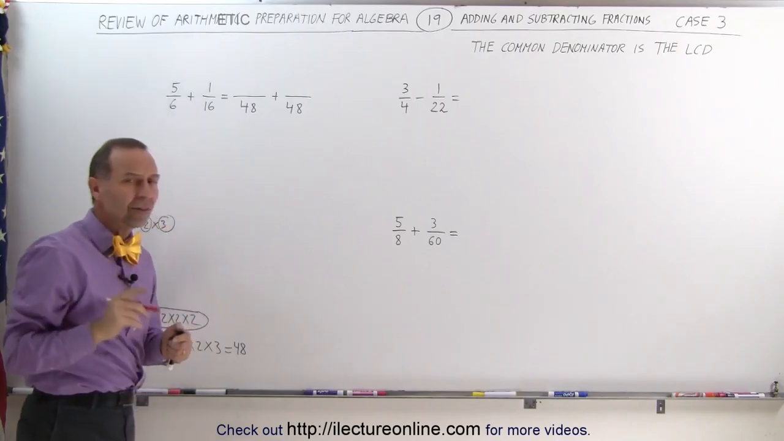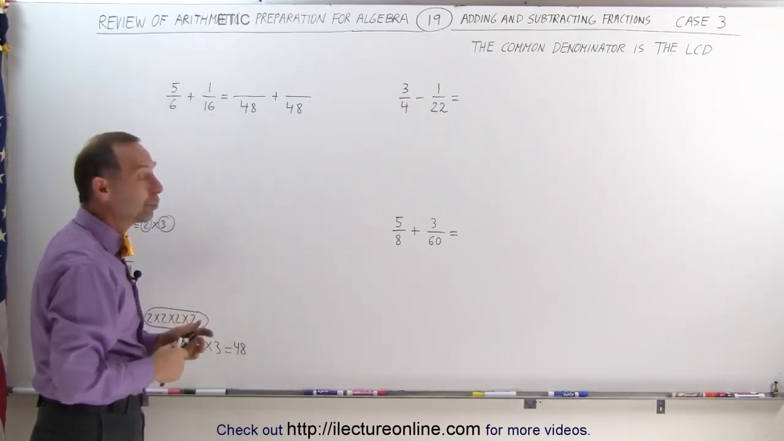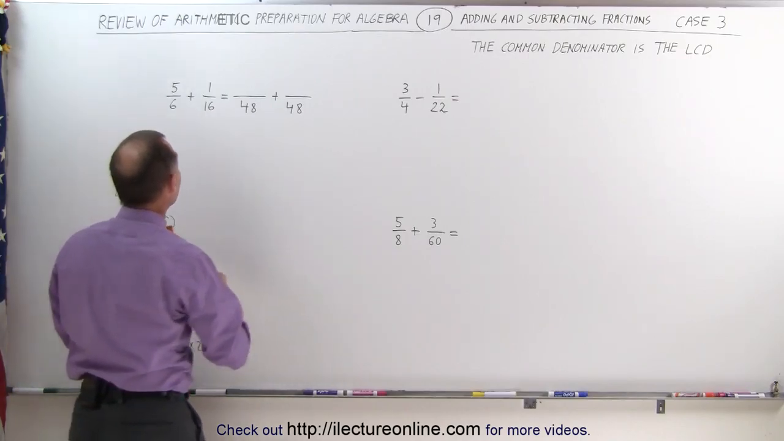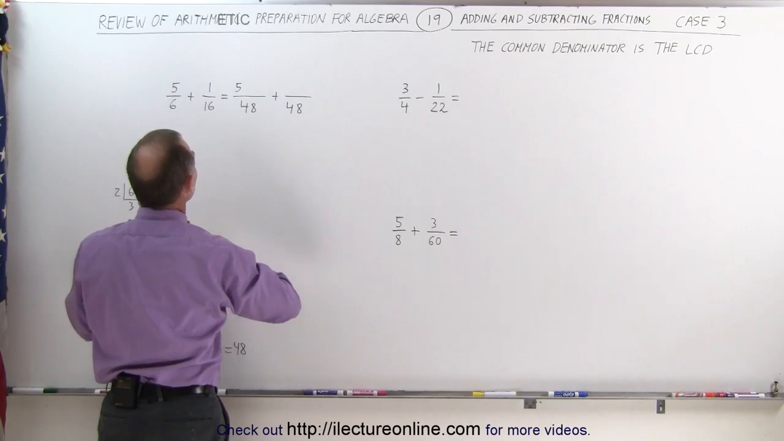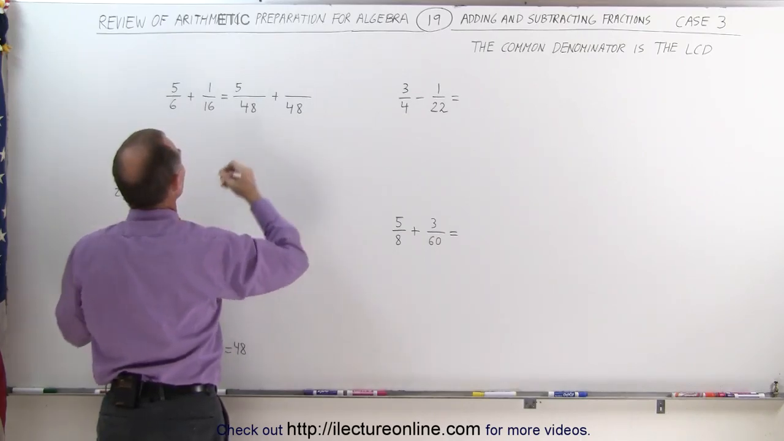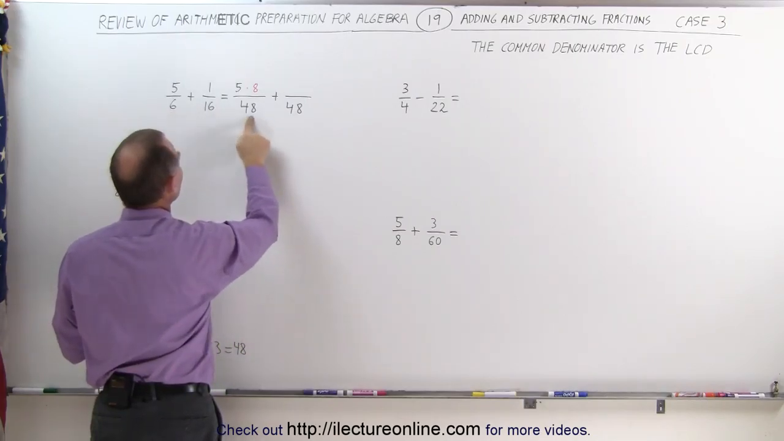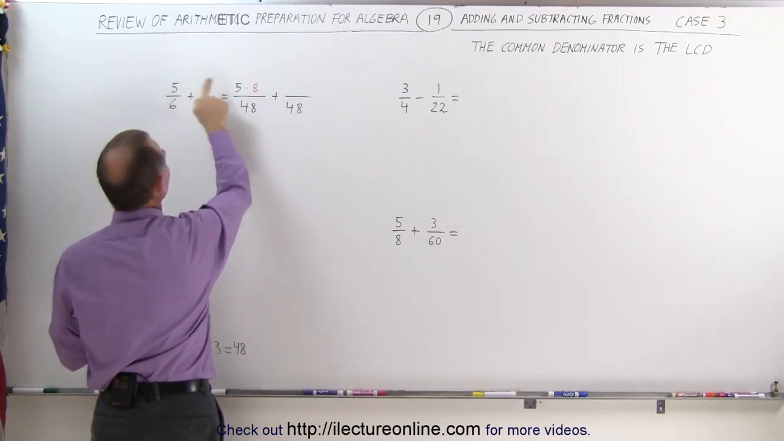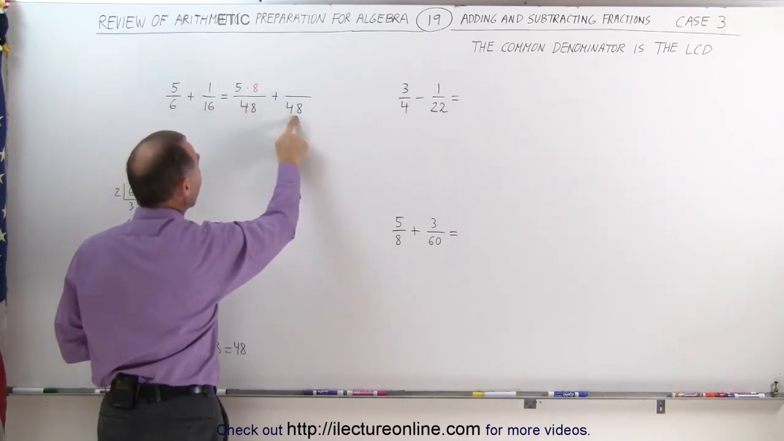Of course, what did I have to do to turn a 6 into 48? I had to multiply 6 times 8 to get 48. How do you figure that out? Take 48, divide it by 6, and you get 8. 6 goes into 48 exactly 8 times. That means, since I had to multiply the denominator times 8 to get 48, I have to do exactly the same to the numerator. I need to take the numerator 5 and also multiply that numerator times 8.